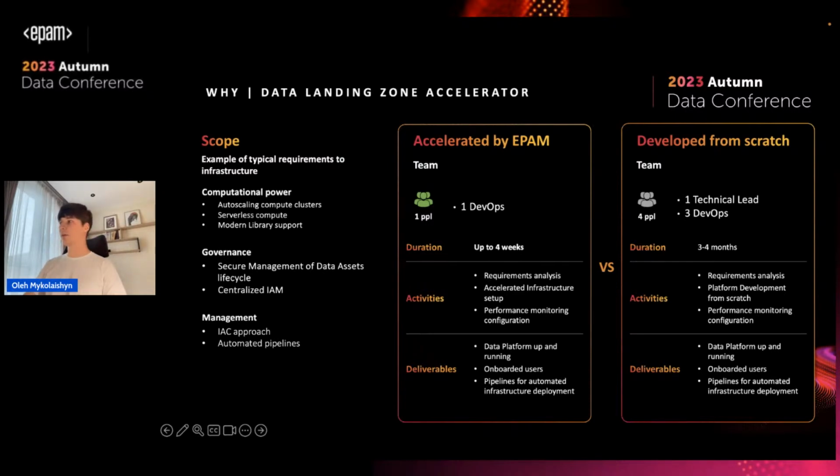The typical development timeline for such a platform is from 3 to 4 months, involving a tech lead and several DevOps engineers. In contrast, the accelerated solution by EPAM requires just a single DevOps engineer. Over a span of 4 weeks, this engineer will acquaint themselves with our product. Furthermore, our engineer team will offer guidance for your project and ongoing support for the accelerator.